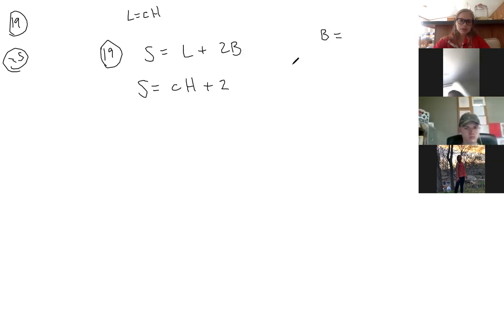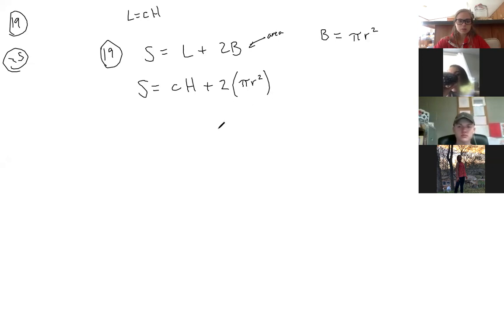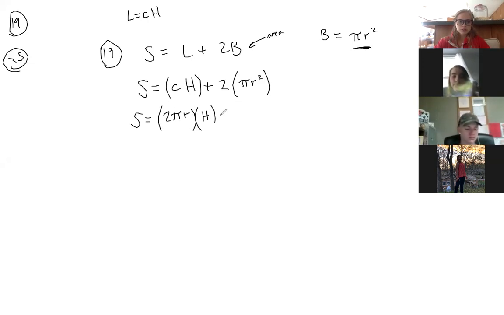the base of the cylinder is a circle. Because the base is a circle, I would need to use pi r squared, and I've got two bases. So there we go. Here's my formula. The lateral surface area is circumference times height plus 2 times, what's the area of the base? Well, the base is a circle, so it's pi r squared. Let's find the circumference of the circle. Remember, circumference is 2 pi r times h plus 2 times pi r squared.